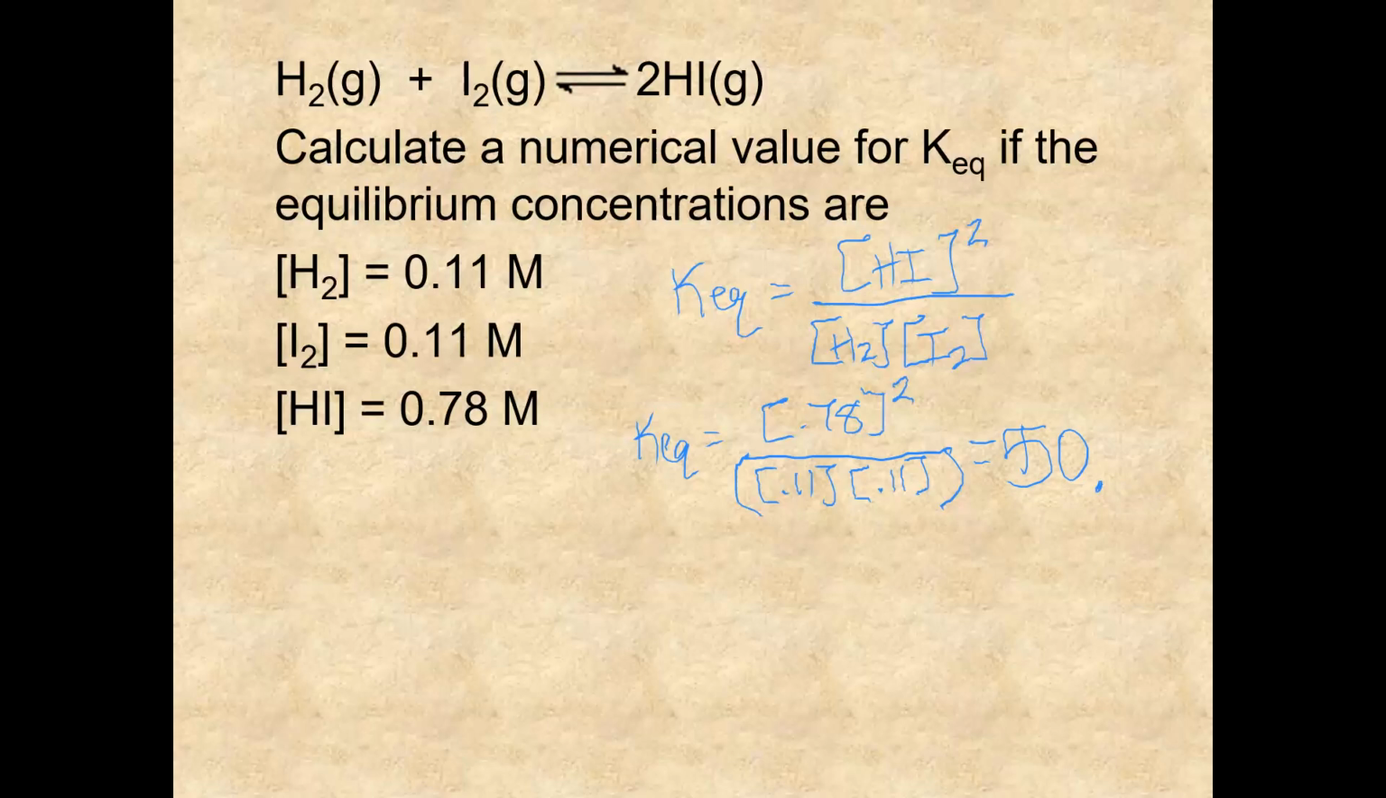It could also ask you what side of the reaction is favored here. Since 50 is greater than 1, here our products are favored. So you'll notice that our product concentration is higher at equilibrium than our reactant concentration.